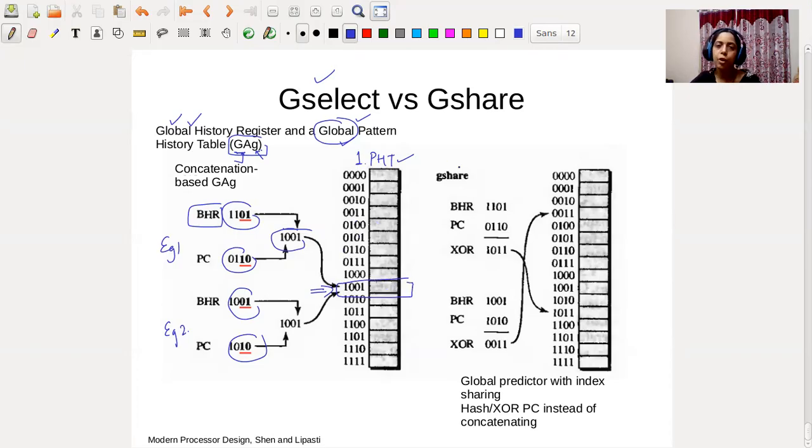Therefore, the more popular and the most commonly used famous predictor is what is called Gshare. So what they figured out is that instead of concatenating the BHR with the PC, we could just XOR it. So we XOR the bits of the BHR and the PC. And in that case, if you try out the same example, you will find that the result of this XOR is going to be indexing into different entries of the PHT. So they figured out that doing an XOR is a much, much better way of indexing into the PHT. So there will be fewer collisions between different branches. And this kind of predictor is called a Gshare predictor.